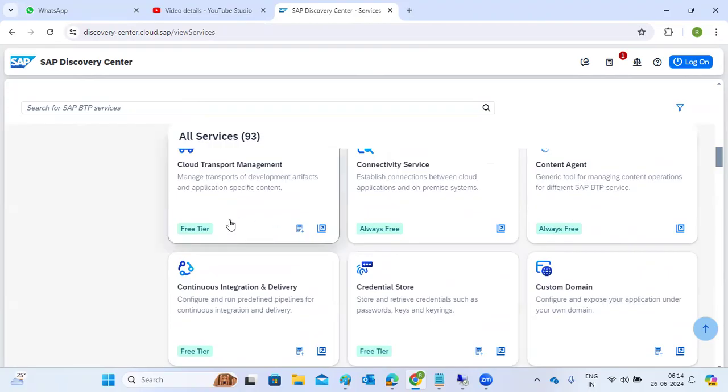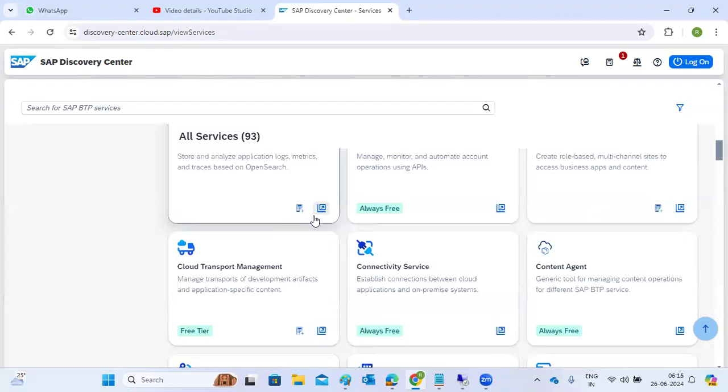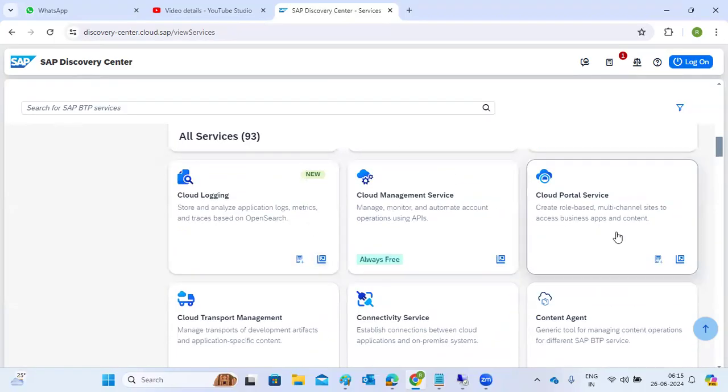So already the free services are available, the free tier and always free. These are available in the tags here. You can use the free ones. But the services which don't have the tag are available only in the enterprise account. The enterprise account means the organizational account. Enterprise means organization. It is available only in the organization account here.